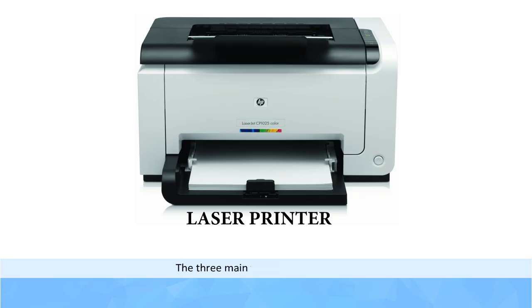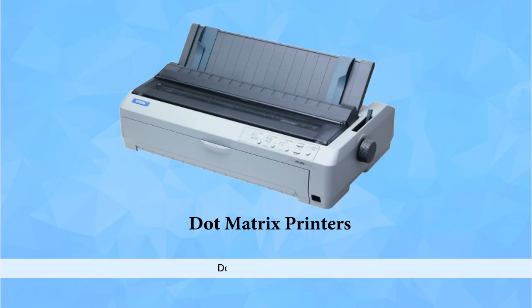The three main types of printers are: dot matrix printers, which print only in black, make a lot of noise while printing, and can print only a few pages in a minute.